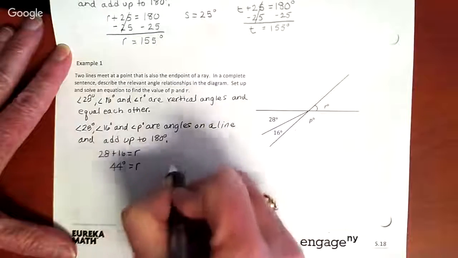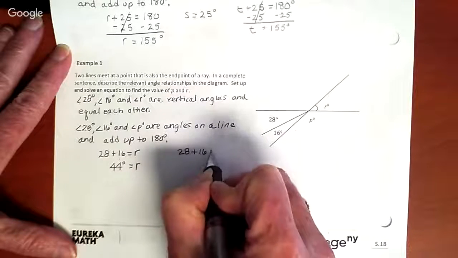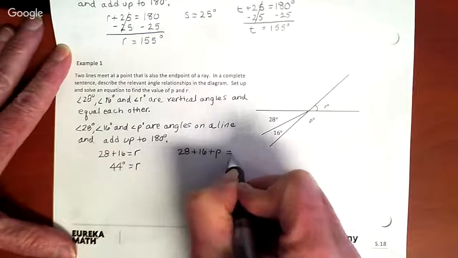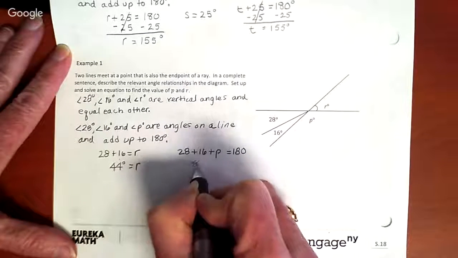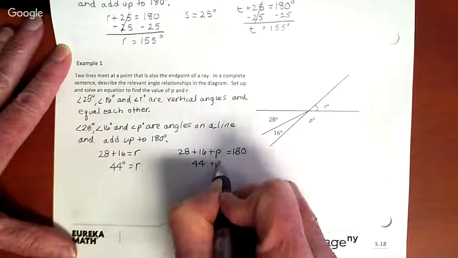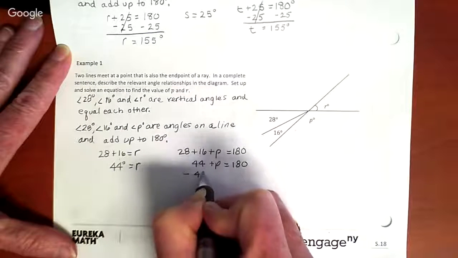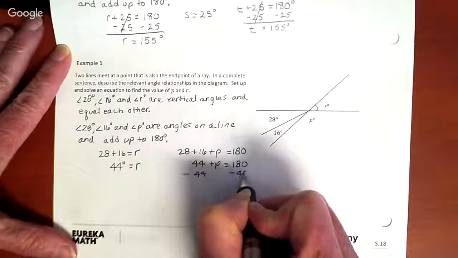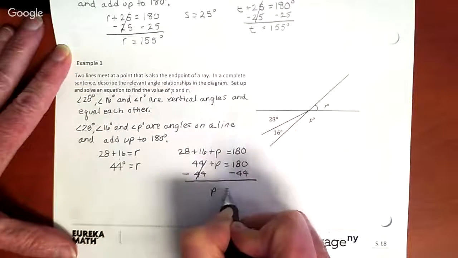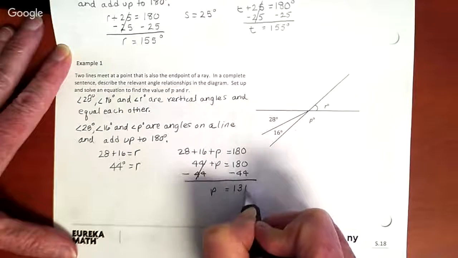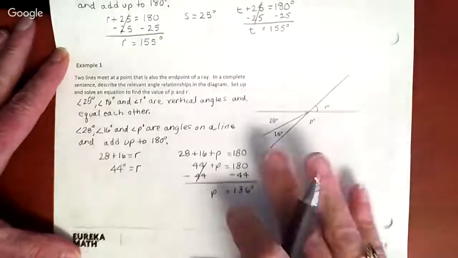For P, we have 28 plus 16 plus P equals 180 degrees. Adding these two together, we get 44 plus P equals 180. Subtract 44 from each side, and we get P equals 136 degrees. Next.